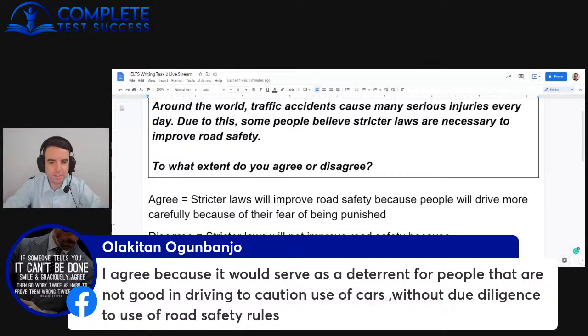I agree because it would serve as a deterrent for people that are not good in driving to use caution while driving their cars without due diligence to use road safety rules. So no, again, you're not describing the reason why that's happening. You're just describing the outcome.